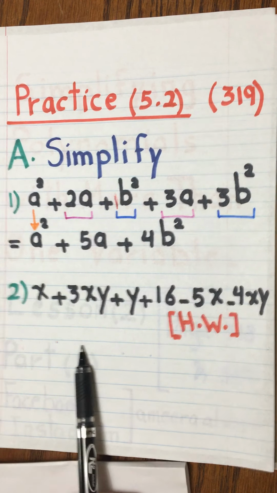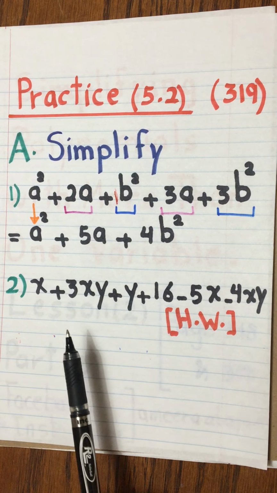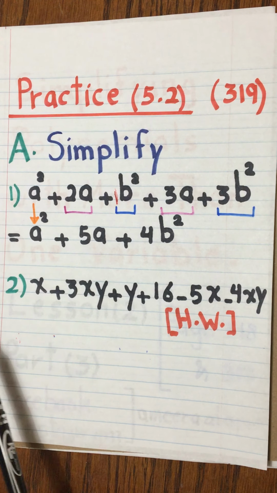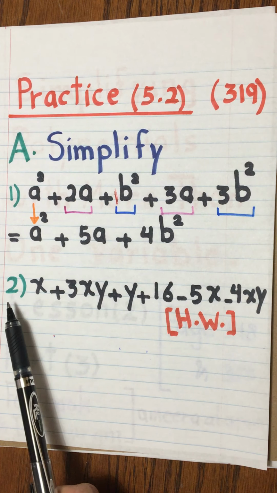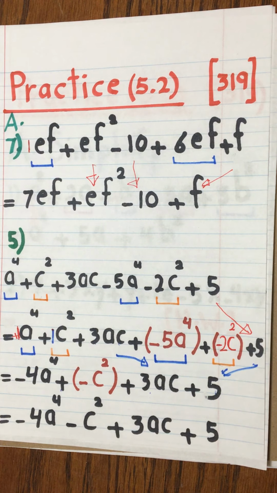Number 2 is your homework. I think, guys, it's clear. So I'm going to do the odd numbers, and your homework is the even numbers. Seven.